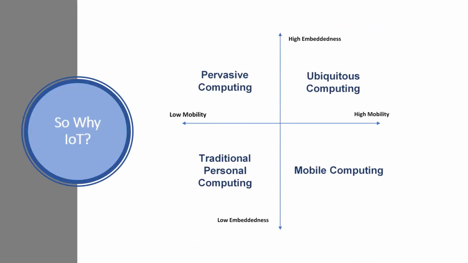So why IoT? To understand that, let's look at this graph. On the vertical line, we can see the level of embeddedness. On the horizontal line, we can see the level of mobility. This represents the different types of computing that we currently have. Pervasive computing has a high embeddedness but low mobility. Ubiquitous computing has high embeddedness and high mobility. Mobile computing has high mobility but low embeddedness, and traditional computing has low mobility and low embeddedness.